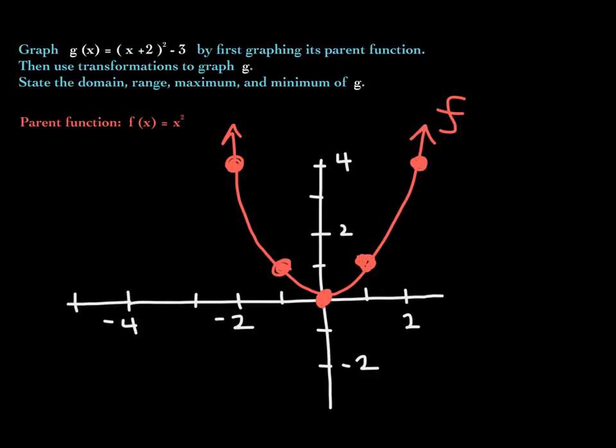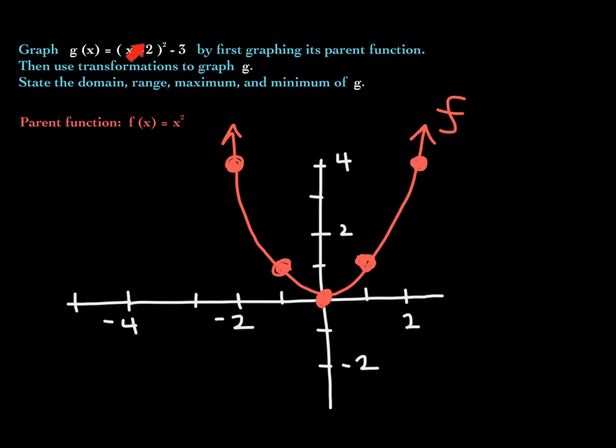So here's that same parabola that you and I graphed just a few minutes ago. It's the same one. It's the most basic parabola, right? Now the idea with transformations is, the graph of g will be identical to the graph of f, except it will be transformed or moved in the plane.